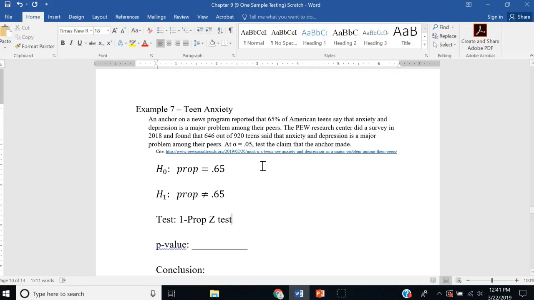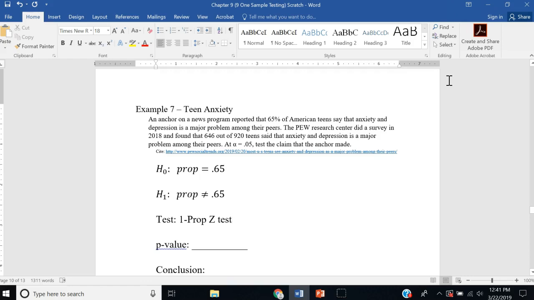And then we have an x and an n. This is the exact same x and the exact same n that we had in the last chapter. In chapter 8, we talked about x being the number of successes. So the x value here would be 646. And n is the number of people in the study, so it's 920. We're going to use the not equal to, and there you go.